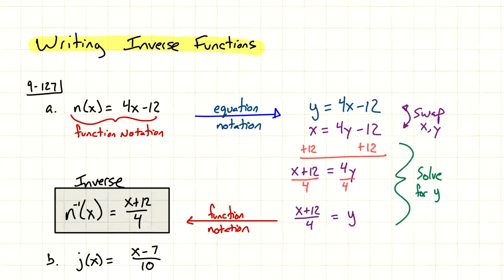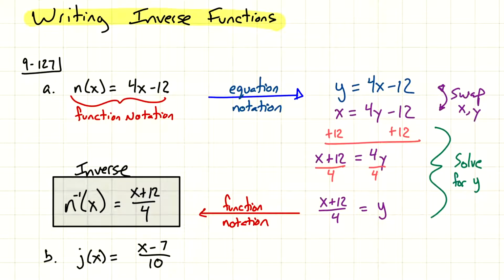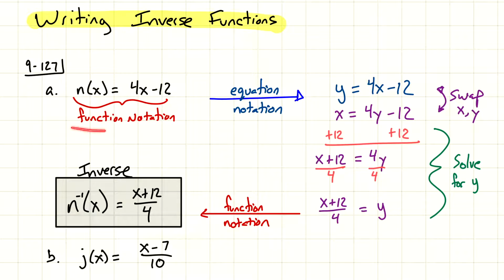All right, and that's pretty much it. So look at those steps. We have function notation, right? So we're going to change it to equation notation just by putting the y instead. Then we're going to swap our x's and y's, right? These look identical except the x and y have been swapped. We're going to solve for y, and then we're going to write it back into function notation. And there is how we write a function as an inverse function.